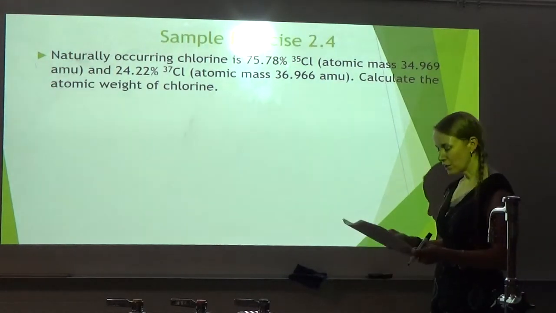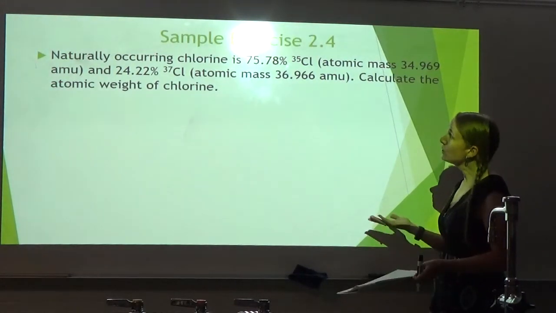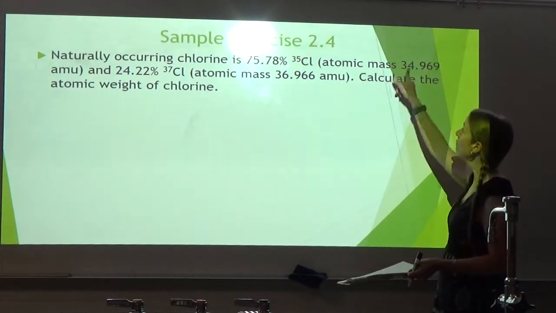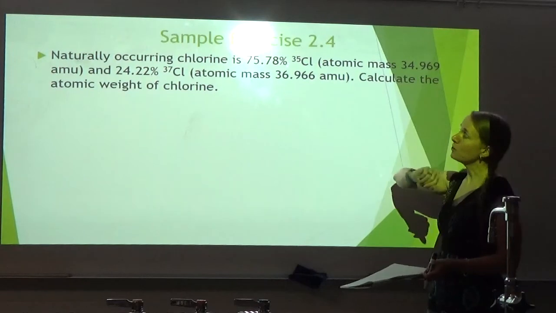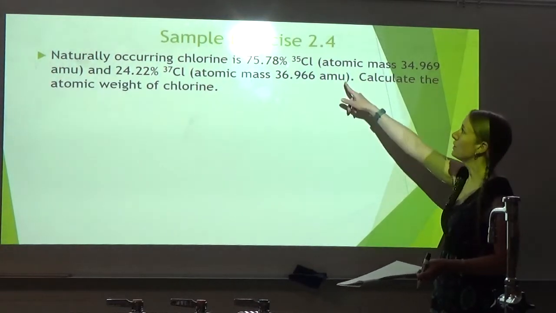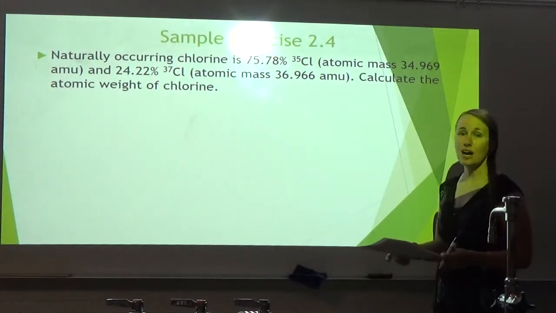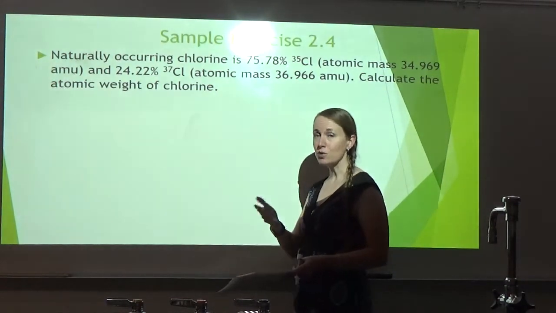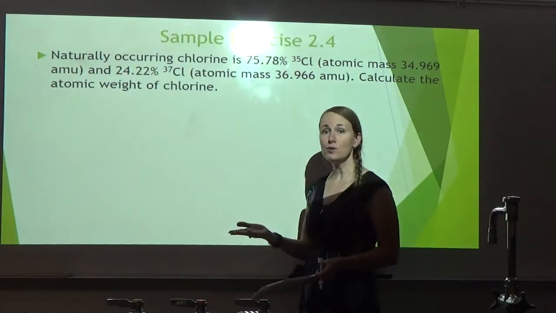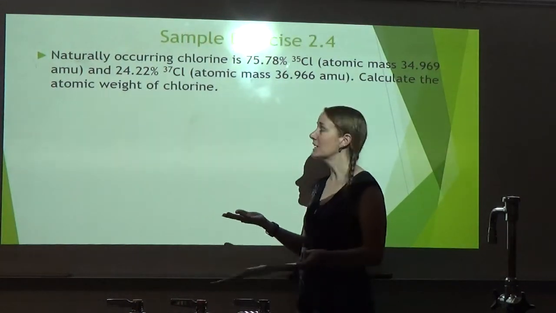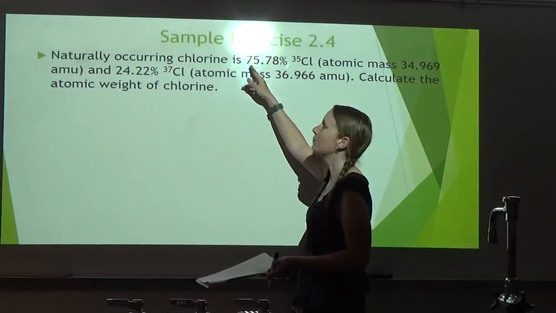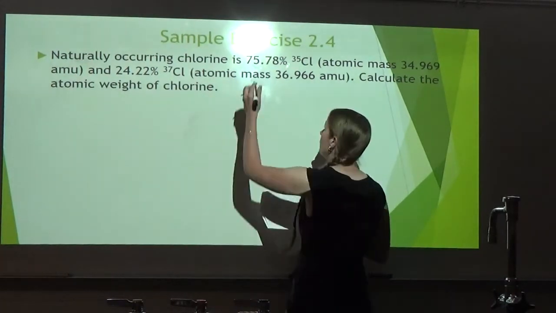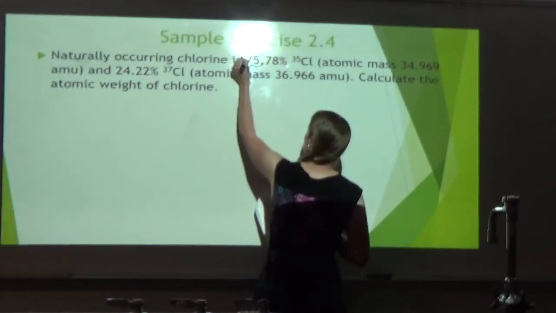All right, so our first question, it says naturally occurring chlorine is 75.78% chlorine 35, which has this mass, and 24.22% chlorine 37, which has this mass. Calculate the atomic weight. So y'all, this is where, remember, we take our percentage out of percentage form and turn it into a decimal. You either divide by 100 or move your decimal 2 places to the left.